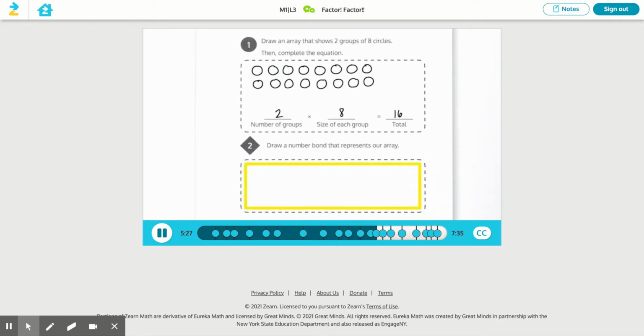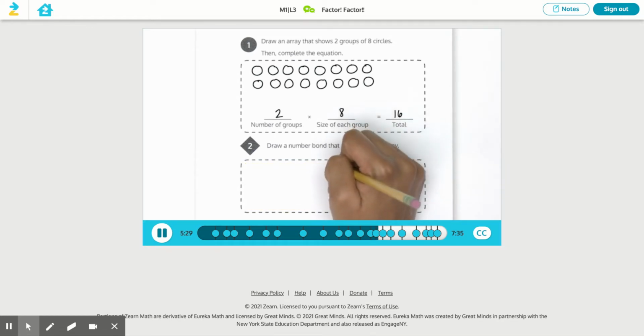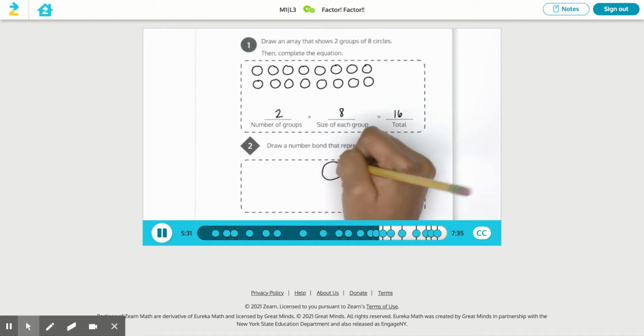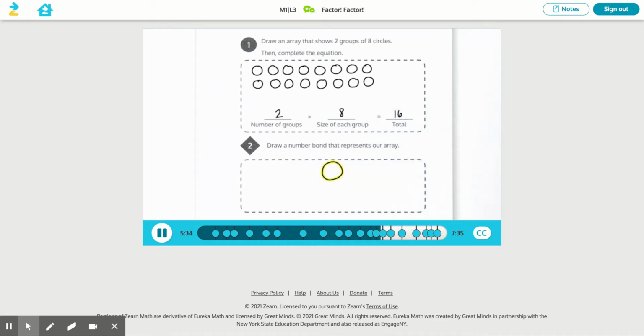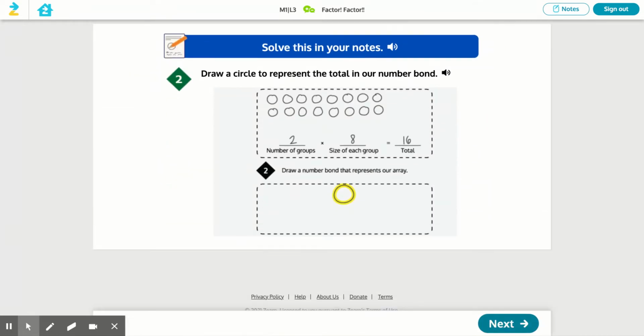Now let's draw our number bond. I'll start by drawing a blank circle to represent the total number of items, like this. Your turn. Okay, so on your notebook, please draw the big bubble of our number bond. The big bubble on our number bond represents the total. Please draw your big bubble now.